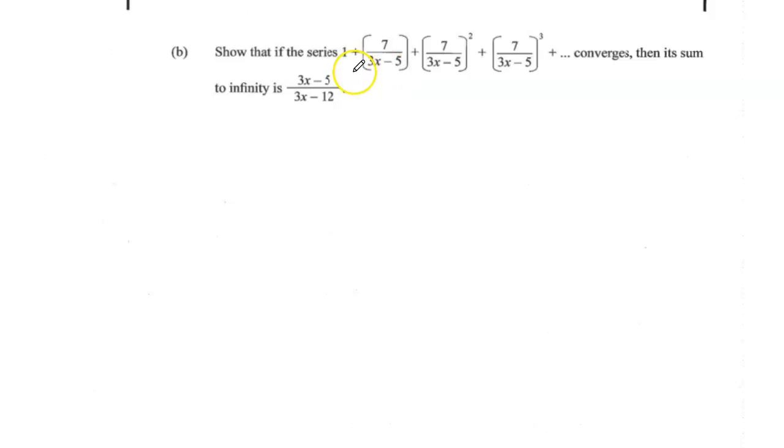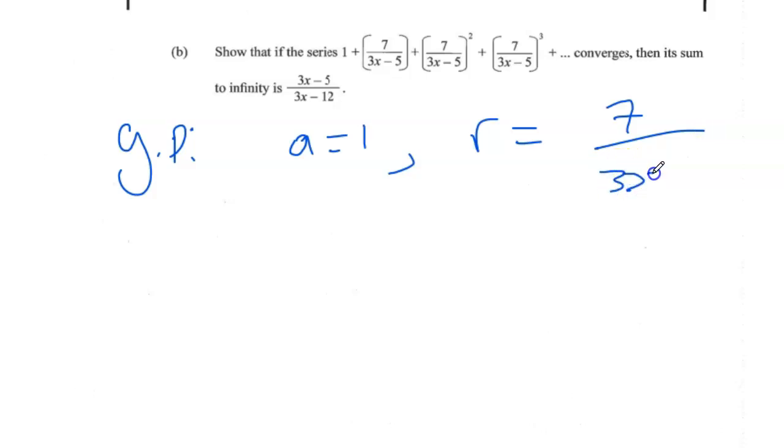Part B, show that if the series 1 plus 7 over 3x minus 5, and if you notice, the terms are increasing, the power is increasing by 1 each time. So right away we can pick up that this is a geometric progression, a GP. The first term, A, is 1, and the common ratio R is 7 over 3x minus 5.